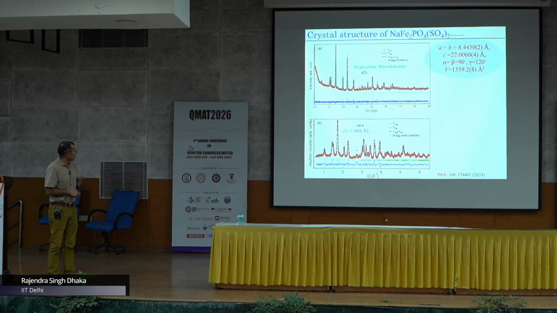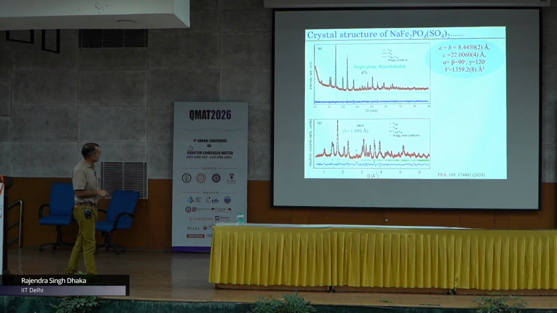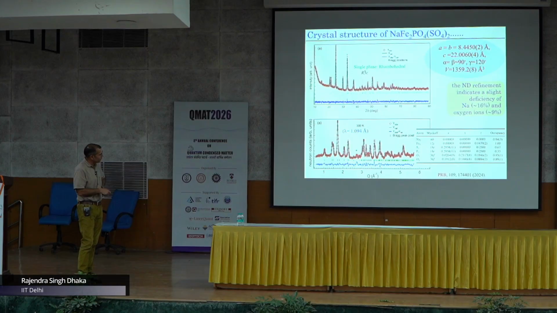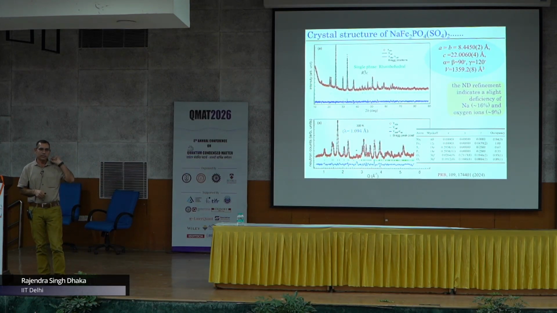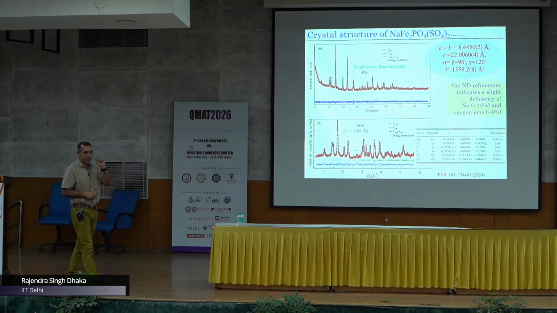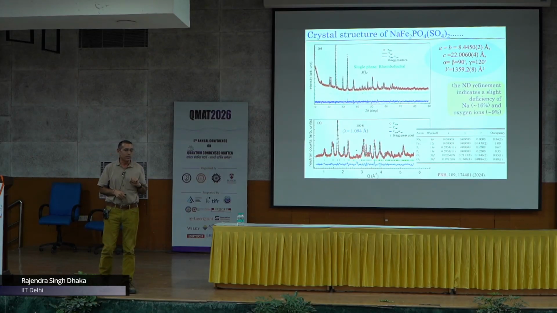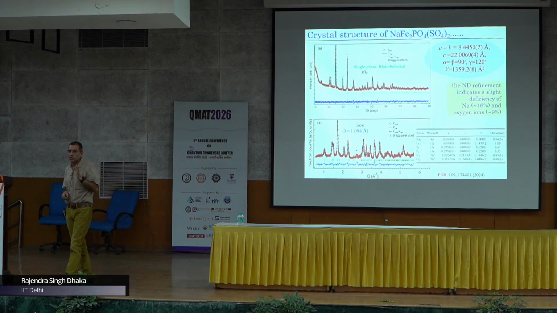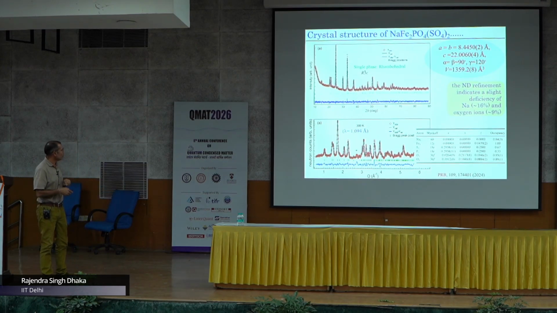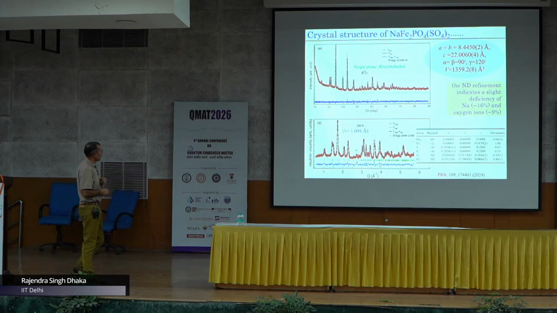Then what we did is neutron diffraction at BARC with this particular lambda value, and what we can see here is that we were able to again fit with the rhombohedral phase. Of course, neutron diffraction is more sensitive to oxygen and sodium, being lighter elements. We were able to find that there is a bit of deficiency of sodium and oxygen in the sample, which is of course common in these sodium based materials.